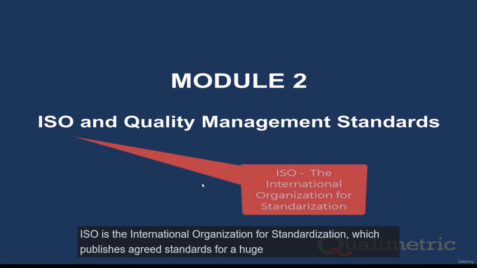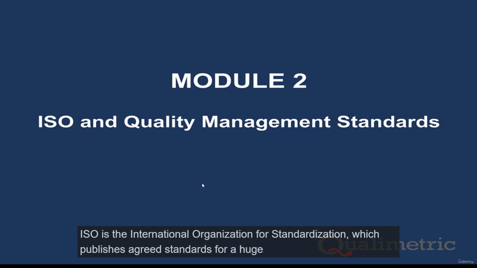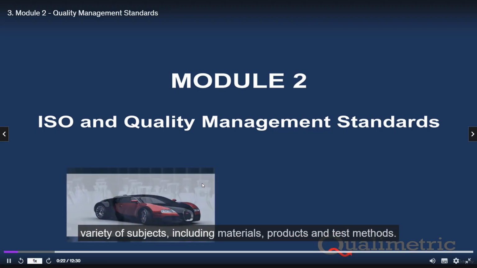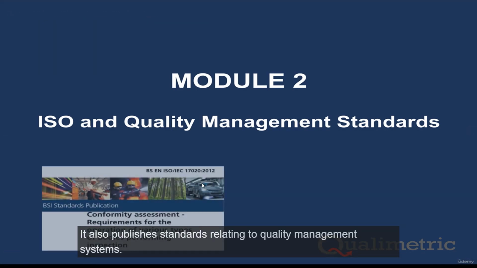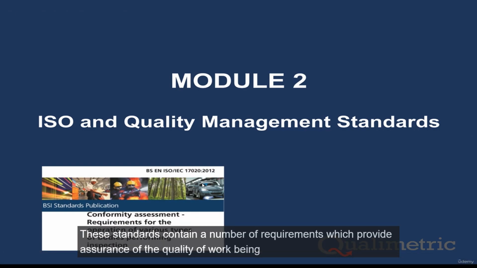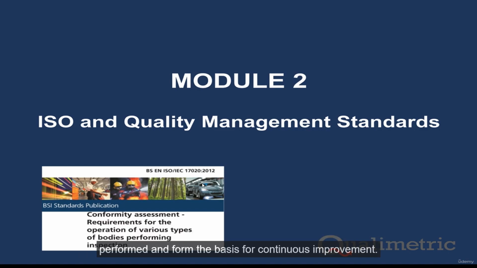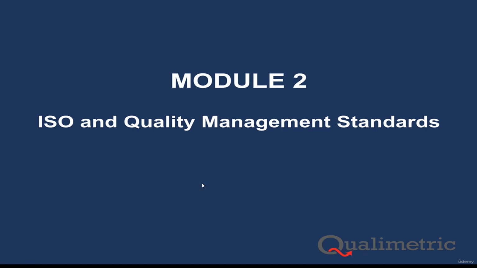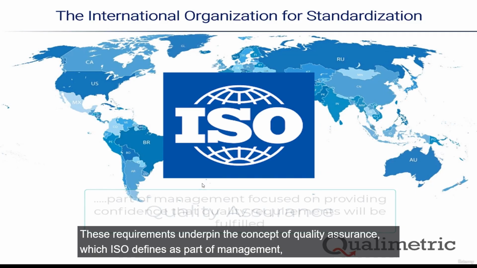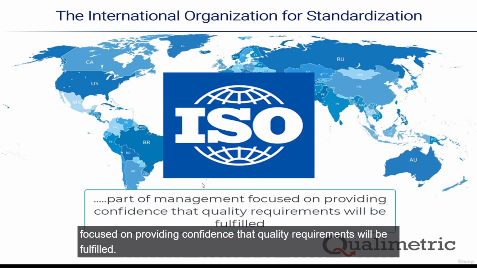ISO is the International Organization for Standardization, which publishes agreed standards for a huge variety of subjects including materials, products and test methods. It also publishes standards relating to quality management systems. These standards contain a number of requirements which provide assurance of the quality of work being performed and form the basis for continual improvement. These requirements underpin the concept of quality assurance, which ISO defines as part of management focused on providing confidence that quality requirements will be fulfilled.